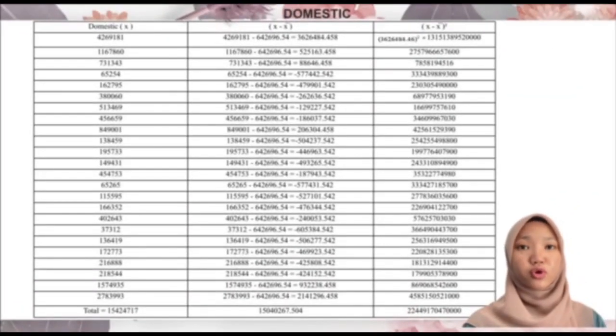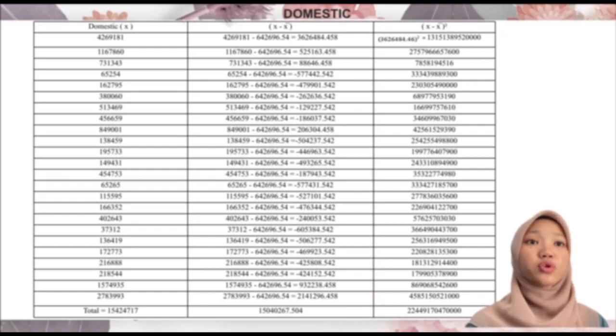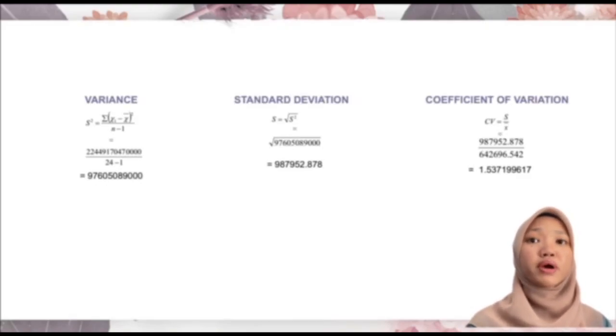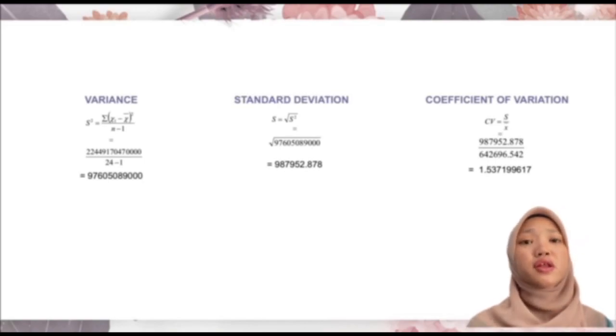This is the table for domestic. For variance of domestic, we need to subtract the mean you have gotten from each data point. You can see the example in column 2. After that, you need to square the answer. Next, you must divide the data you get by n minus 1, which is 24 minus 1 equals 23. For standard deviation, you need to take the square root of the answer from variance.